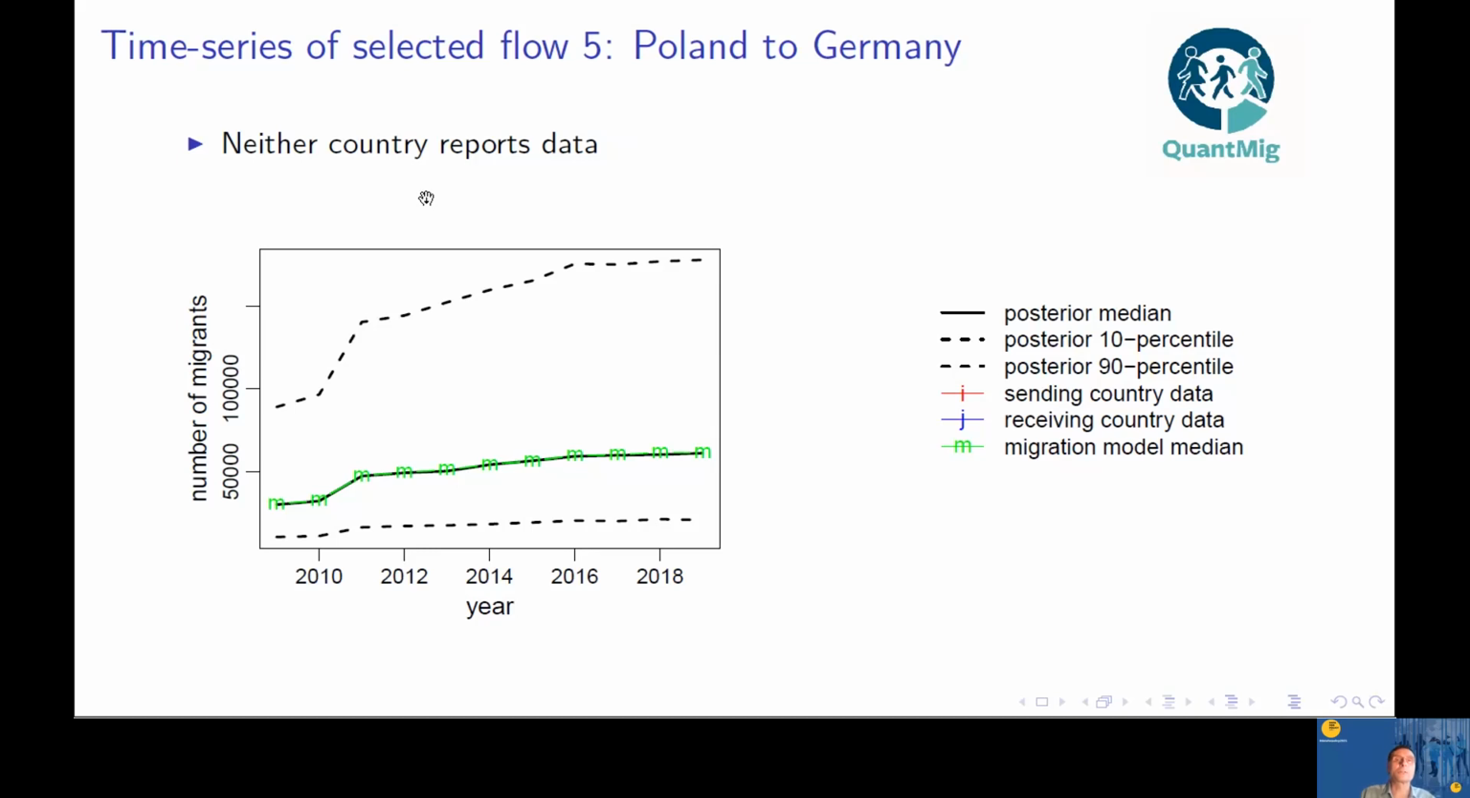If neither country reports the data, then clearly we have to use the migration model, and the predictions will be equal to the median of the migration model. And we will get more uncertainty. I haven't specifically mentioned the uncertainty as I've gone along because it's difficult to compare due to different axes of the number of migrants, but the general rule, as you might expect, is the more data and the more accurate data you have, the less uncertainty there is.